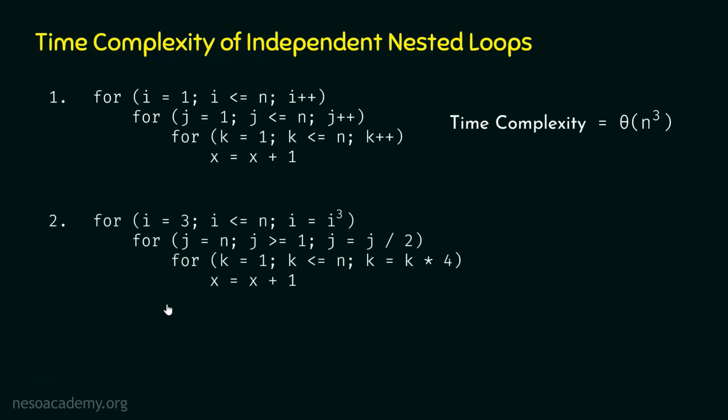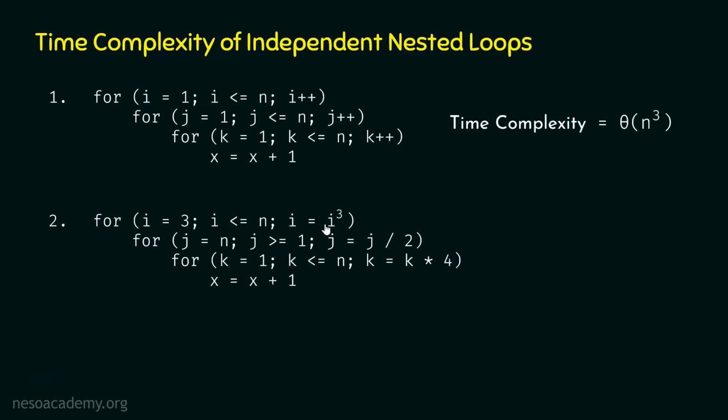Here is the for loop structure. Again, this nested loop structure is an independent nested loop structure, and you can verify this on your own. Now, we need to find the frequency count of each for loop in order to obtain the time complexity. We multiply the frequency counts of these for loops, and this will give us the time complexity. Let's do this. Let's find out the frequency count of this for loop first.